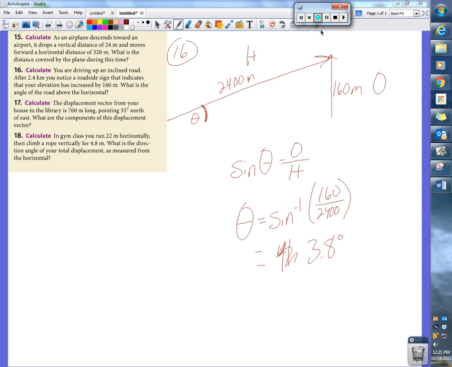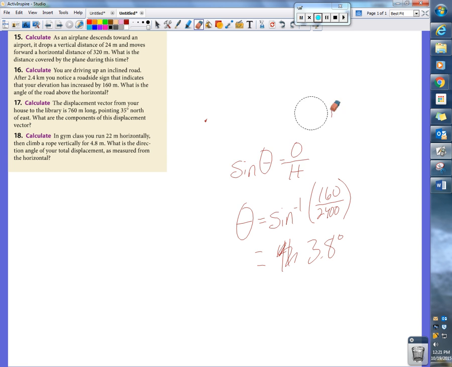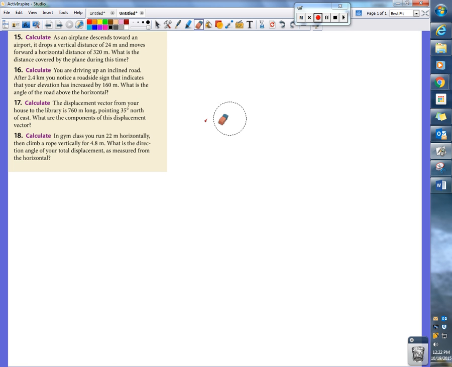So number 17, another component problem. Displacement vector from your house to the library is 760 meters long, pointing 35 degrees north of east. Okay, so again, sometimes helpful to draw our imaginary little compass. 35 degrees north of east, so there's east, there's north. 35 degrees north of it, it's going to be like that. And the length of this vector is 760 meters, at 35 degrees.